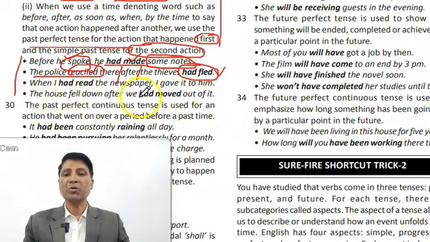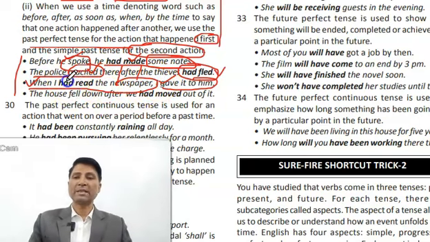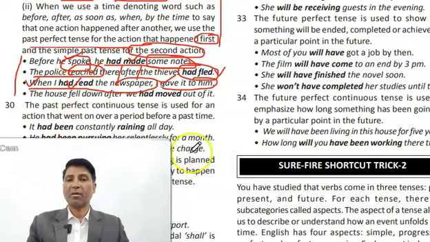When I had read the newspaper, I gave it to him. So two actions: reading of the newspaper and then handing it over to somebody else. So the speaker reads it first, then he gives it to someone else. Therefore this action is in the past perfect.